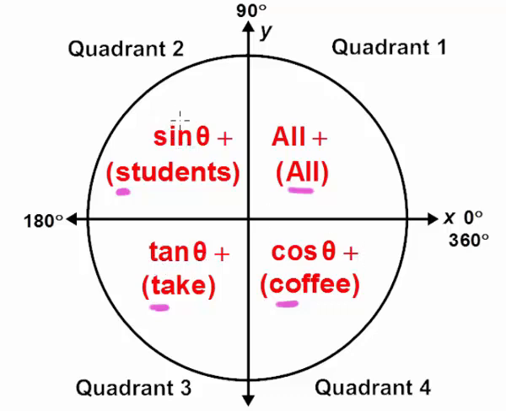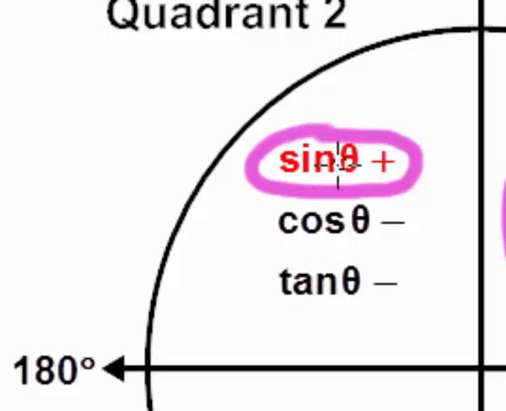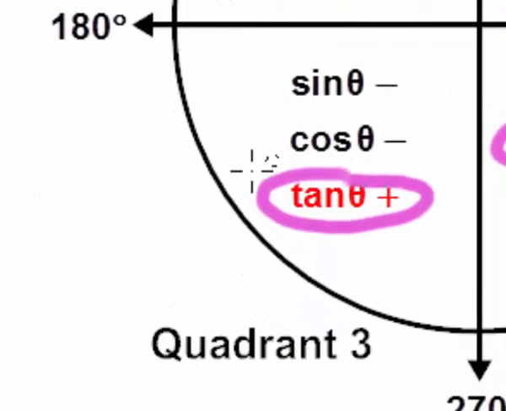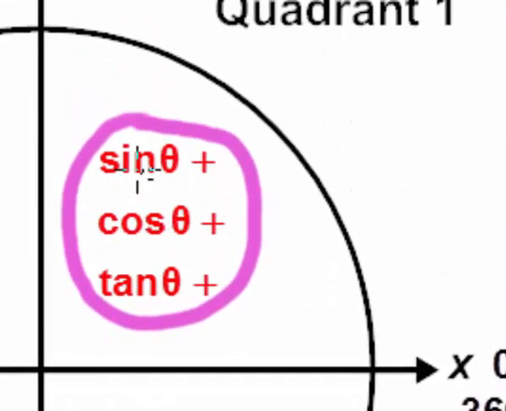And remember, in this quadrant 2, cos is negative and tan is negative. If you go back there, you can check it there. Cos is negative, tan is negative, sine is positive in 2. Tan is positive in 3 and cos is positive in 4. The rest are negative. The only quadrant where all three are positive is 1.